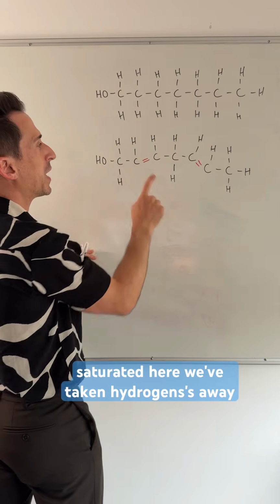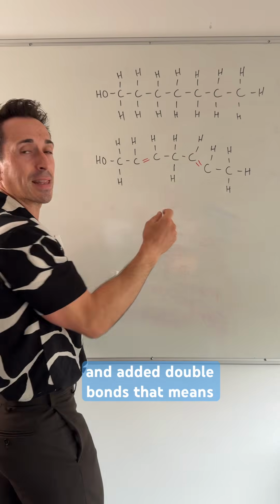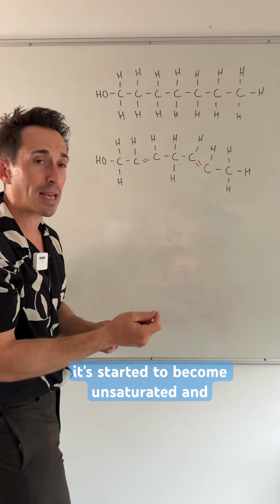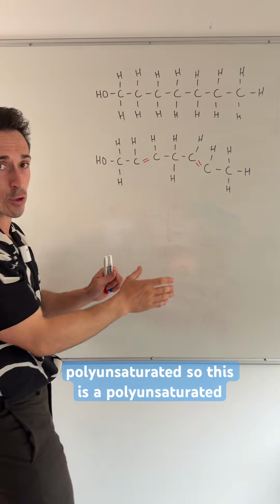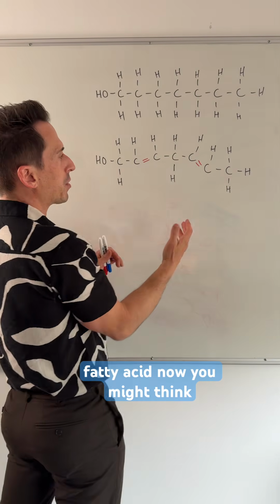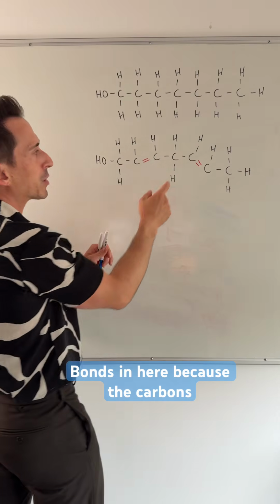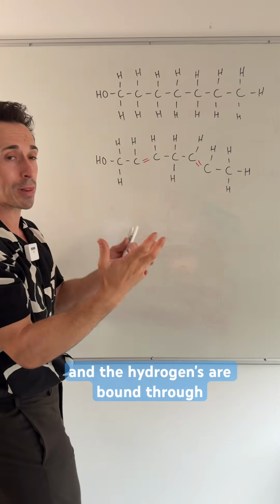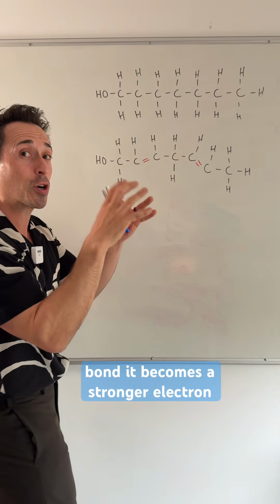That's saturated. Here, we've taken hydrogens away and added double bonds. That means it's started to become unsaturated, and now that we've got two, it's polyunsaturated. So this is a polyunsaturated fatty acid. Now you might think, who cares? When we put double bonds in here, because the carbons and the hydrogens are bound through electrons, when we add a double bond, it becomes a stronger electron cloud, right?